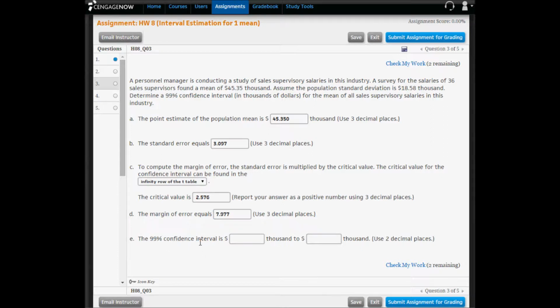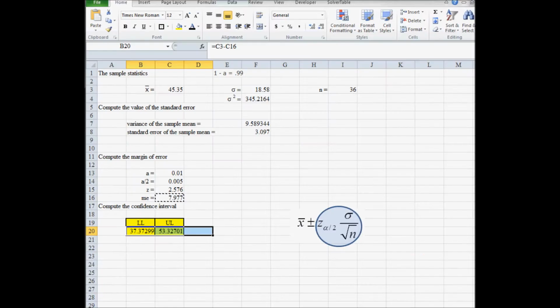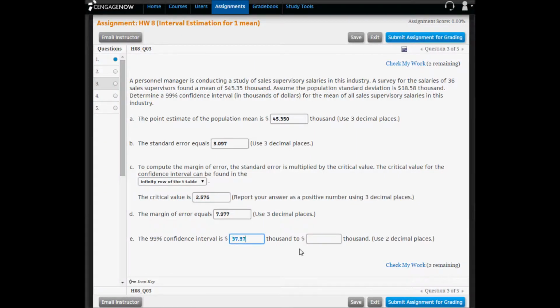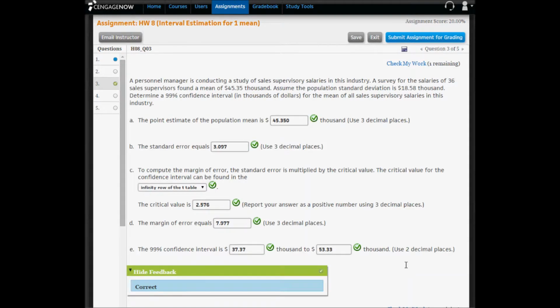And the 99% confidence interval is blank to blank. We only need 2 decimal places. So I'm going to shrink these down to 2 decimal places. So the first one's 37, and the other one is 53.33. Let me check my work, and I should get everything correct. And I do.